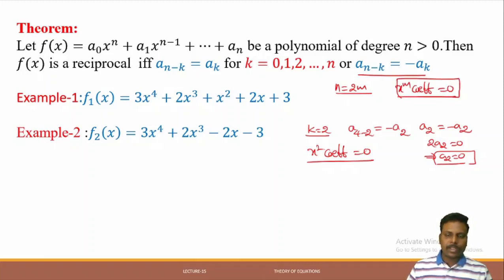And for the rest of the terms, you can follow this particular rule. So this is what one has to remember whenever you are using this condition, a_{n-k} = -a_k, to construct a reciprocal polynomial or to identify a reciprocal polynomial of even degree.